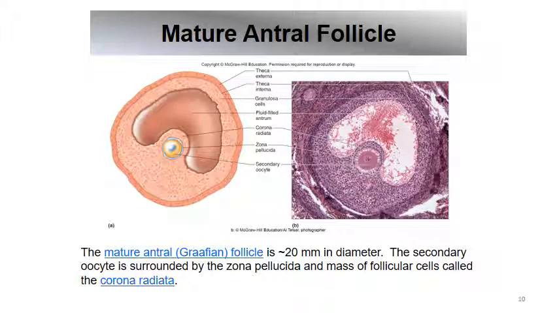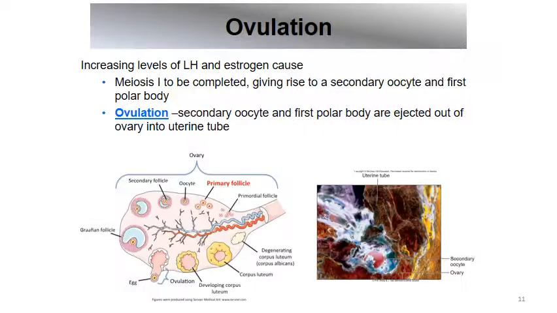And here we're seeing the mature antral follicle again, or the Graafian follicle. Ovulation, when the egg cell comes out of the ovary, is caused by LH and estrogen, as I wrote down. So LH and estrogen levels increase at about day 14, which is the mid-cycle. Then LH and estrogen cause meiosis 1 to be completed and ovulation to occur. Okay, so put a big star here on this slide. You're going to see questions on this, on what LH and estrogen cause.